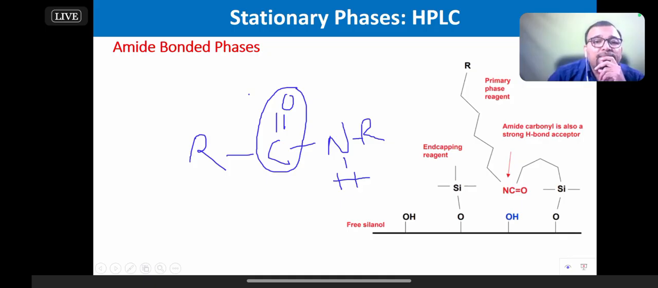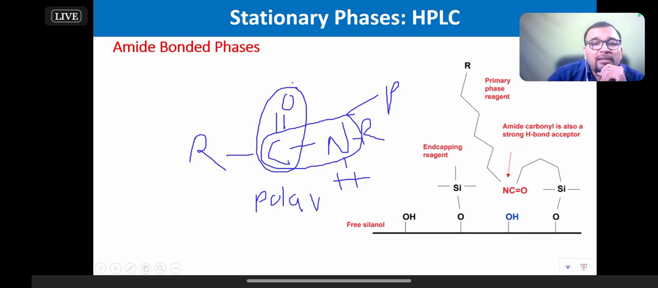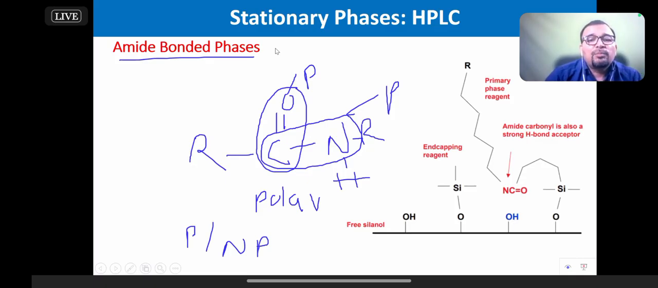Now, what is possible? Now, this is going to be a polar group, yes or no? And this can also be polarized. So this is polar, this is also polar. And because of that, this amide stationary phase is able to retain which compound strongly, polar compound or non-polar compound? Polar compounds or non-polar compounds. Now this stationary phase can retain polar compound strongly.